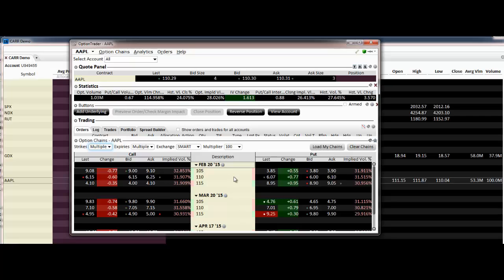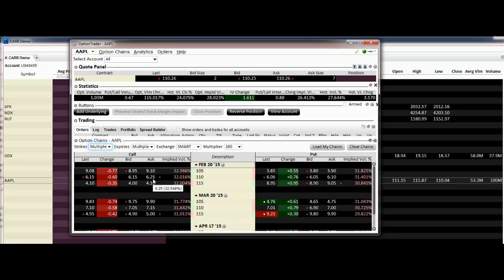We're thinking Apple is going to go up, so we want to look at the calls. Now, if I want to buy an at-the-money call that's going to expire February 20th, I have to pay $625. It's listed at $625. Multiply that by 100, $625. Let's say that's the one I want.